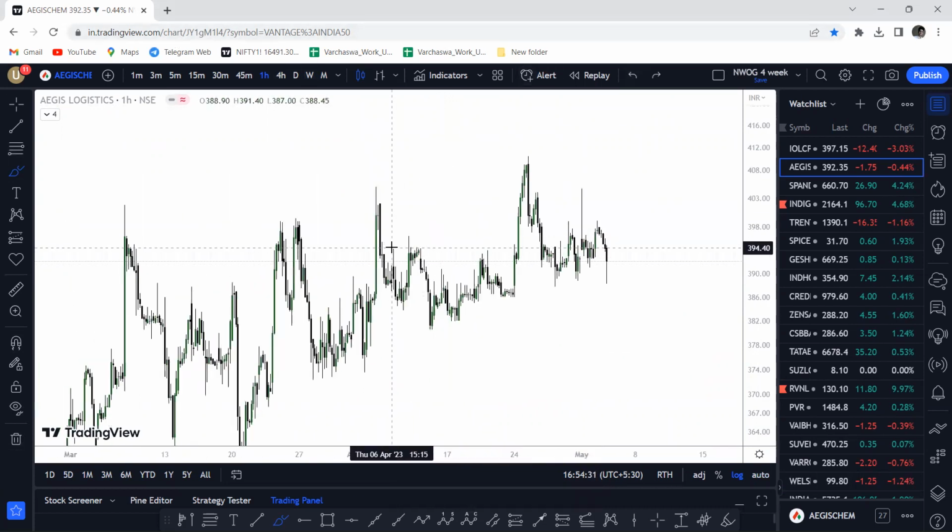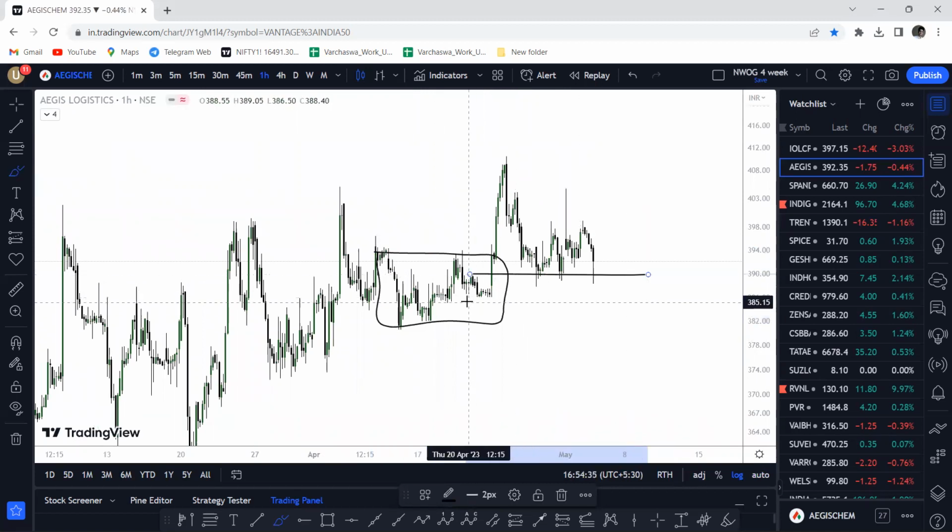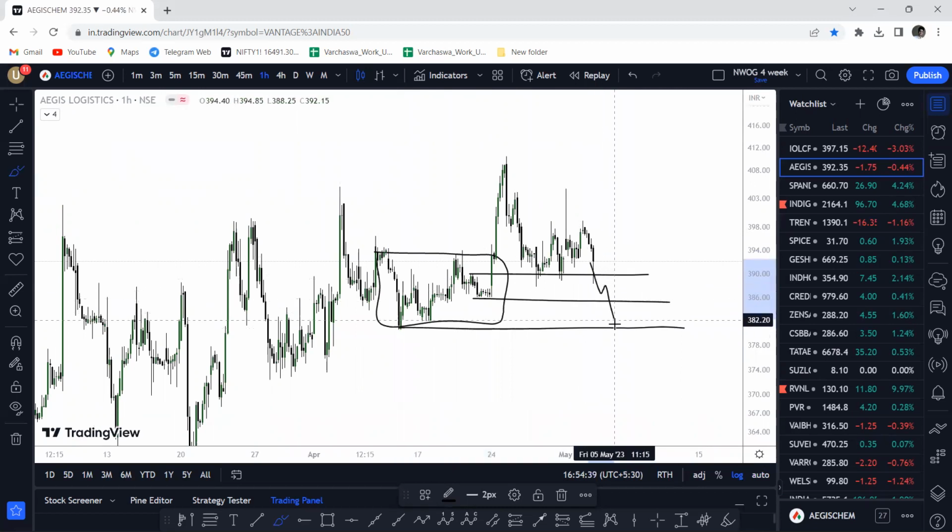1 hour definitely looks nice. Price should not break below this demand zone, this zone right here. It can go deep down, but it should spike up. This is what I want. I want to see a V recovery from here. So this is one of the trades that you can take when you dip down here.